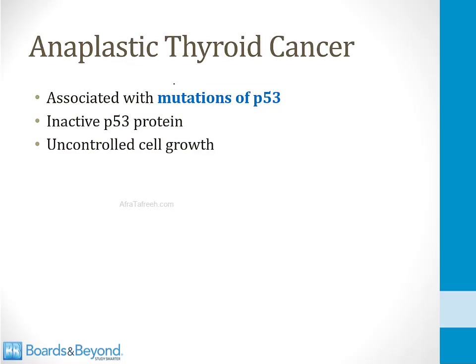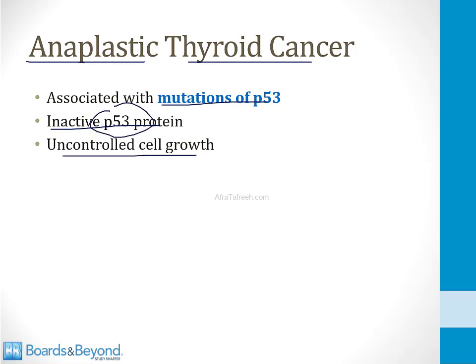And then finally, in the endocrinology section, I talk about a rare form of thyroid cancer called anaplastic thyroid cancer. And you should know that cancer cells in this form of thyroid cancer are strongly associated with mutations of the p53 gene. These cells often produce inactive p53 protein, and as we've been discussing, if you don't have p53 working, that leads to uncontrolled cell growth.